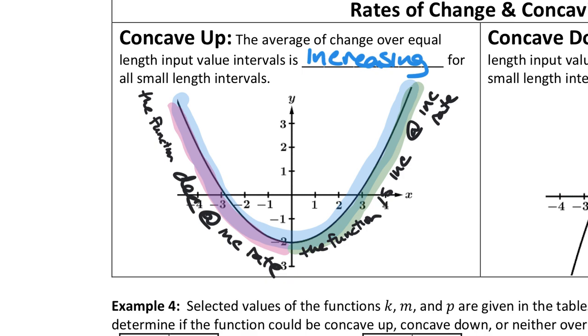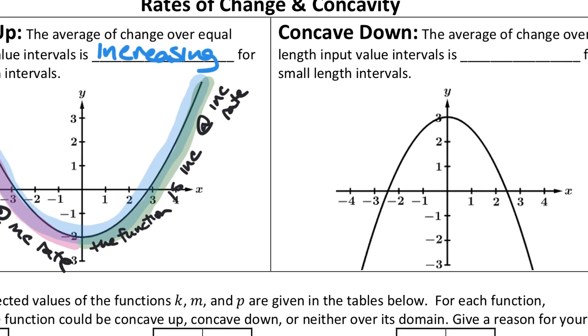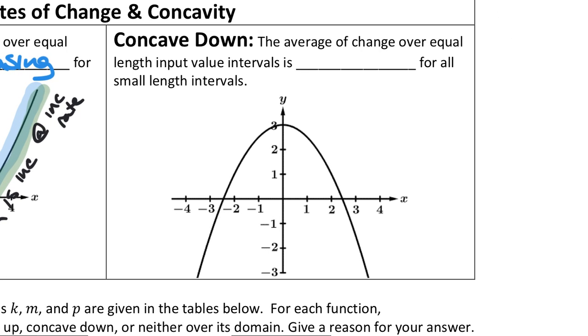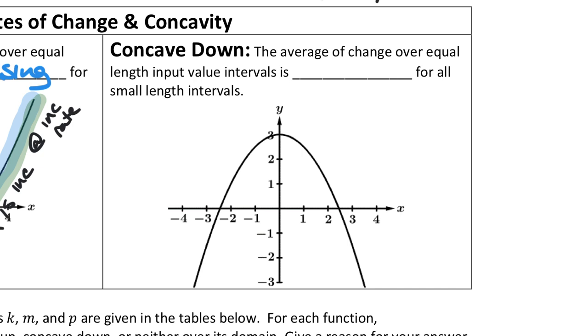Let's try this again for concave down. Let's see if I can get it right the first time. For a concave down graph, that means that the average rate of change, I forgot the word rate there. That is so embarrassing. Okay, put the word rate here. The average rate of change, over equal length input value intervals, is decreasing.